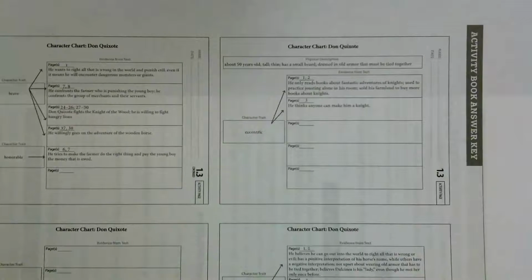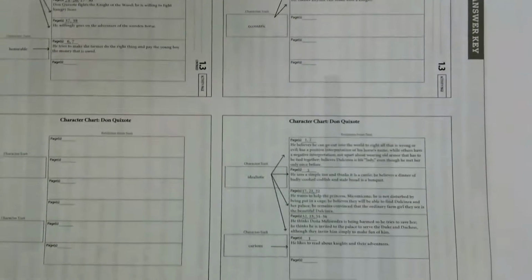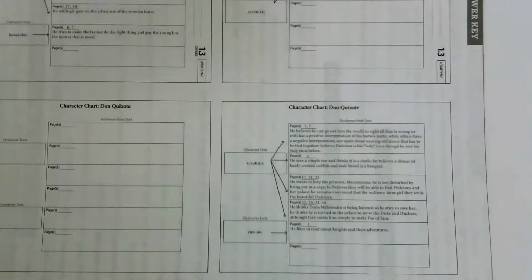So let's look at more character traits for Don Quixote. Also from pages 1, 2, and 3. One character trait would be that he's idealistic. Pages 1 and 2 tell us he believes he can go out into the world to right all that is wrong or evil. He has a positive interpretation of his horse's name, while others have a negative interpretation. He's not upset about wearing old armor that has to be tied together. And he believes Dulcinea is his lady, even though he met her only once before.